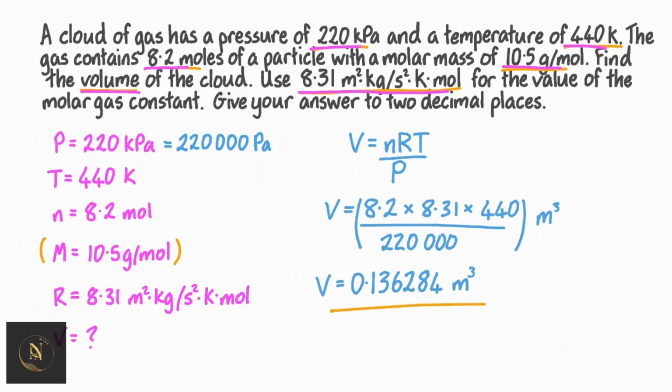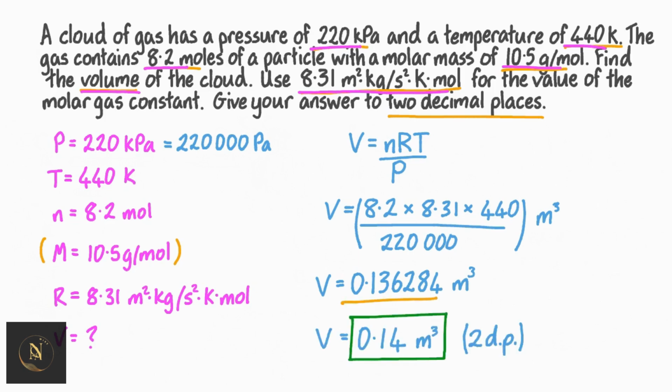0.136284 meters cubed. However, we should take care to notice that we're asked to give our answer to 2 decimal places. To do this, we look at the value in the third decimal place, which in this case is 6. Since this value is greater than or equal to 5, then the value in the second decimal place gets rounded up. Rounding this number then gives us our answer to the question, that to 2 decimal places the volume of the gas cloud is equal to 0.14 meters cubed.